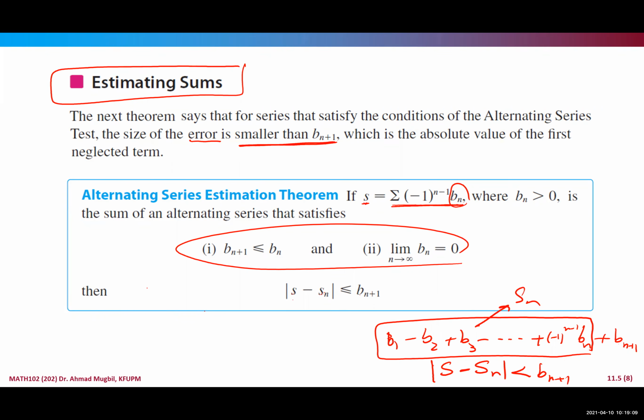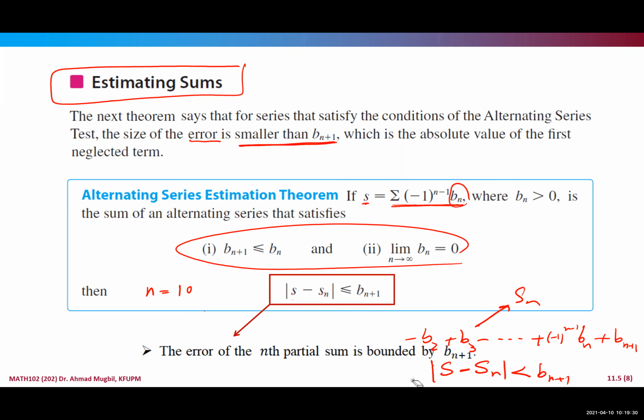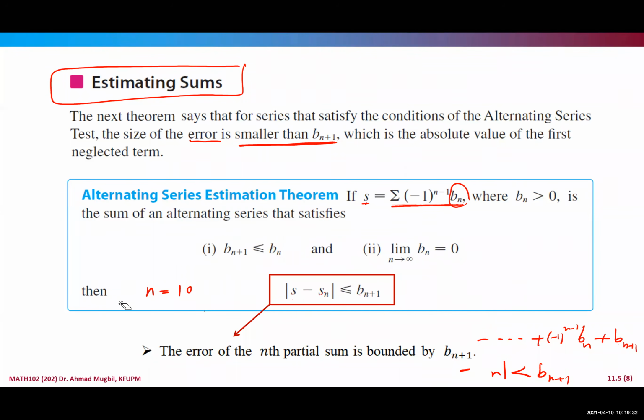So if n is 10, the difference between the exact sum and the sum of the first 10 terms will be less than B11. This is what the theorem says. We will have many exercises about that. In other words, if you want to recall this in words, it says that the error is bounded by Bn plus 1, or always less than Bn plus 1.